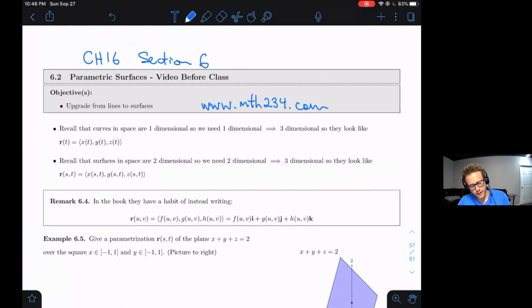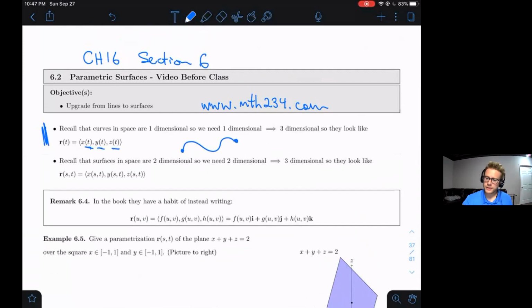As you can see here, this is going to be upgrading instead of a parametric curve. We're going to be talking about a parametric surface. With a parametric curve, you can think of these as strings, some interesting space curve. At their heart, they're one-dimensional. They have length but they don't really have width. That makes sense, right, that there's one variable, one parameter, t.